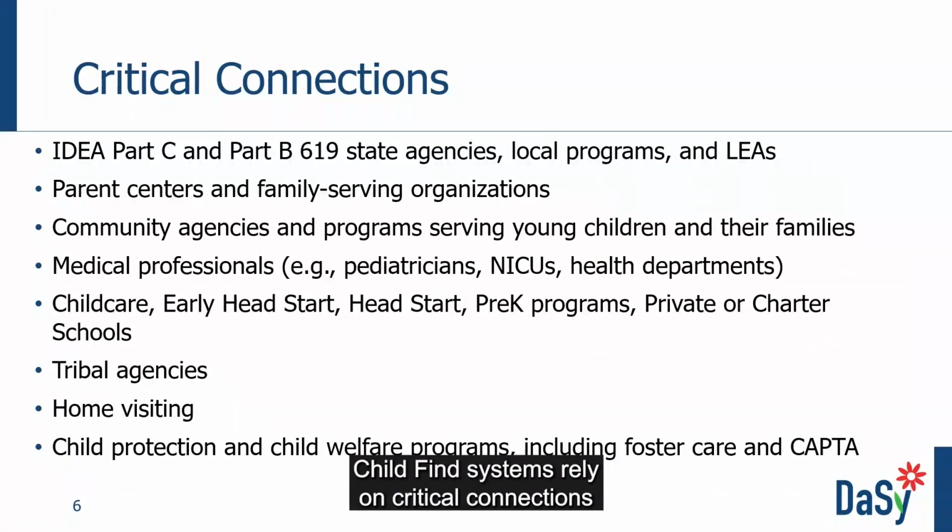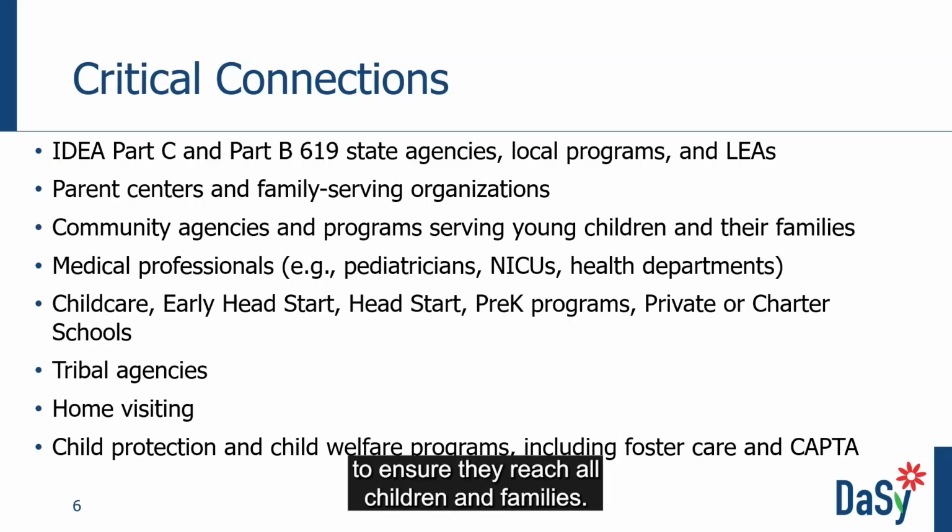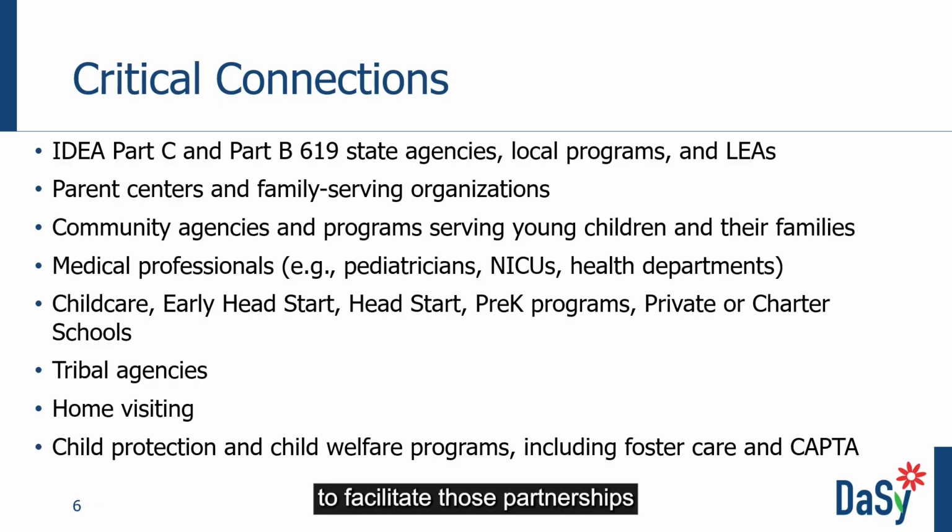Child find systems rely on critical connections between Part C and Part B programs and other entities to ensure they reach all children and families. These are just some of the connections to facilitate those partnerships rather than an exhaustive list.